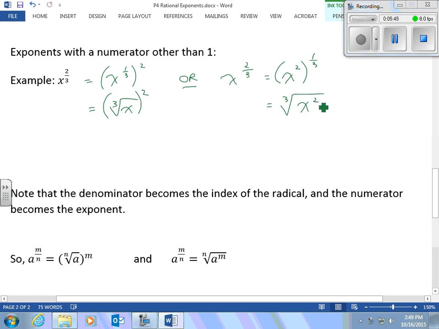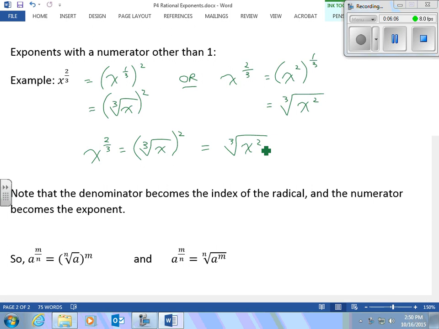So these things are all equal to each other. So x to the 2/3 is equal to the cubed root of x squared, which is equal to the cubed root of x squared. Note that the denominator becomes the index of the radical and the numerator becomes the exponent. So the top number becomes the exponent, the bottom number becomes the index.